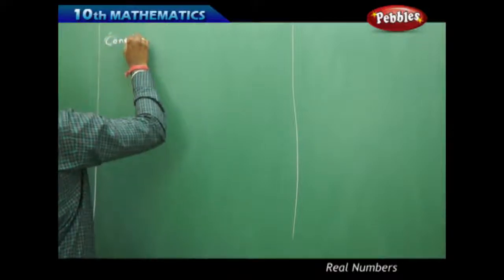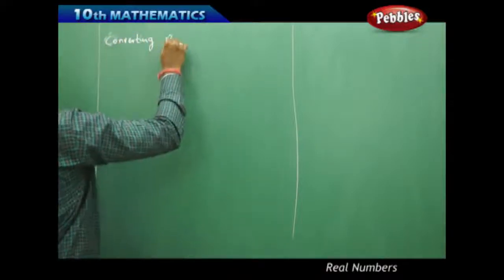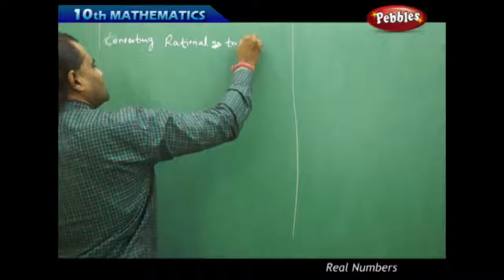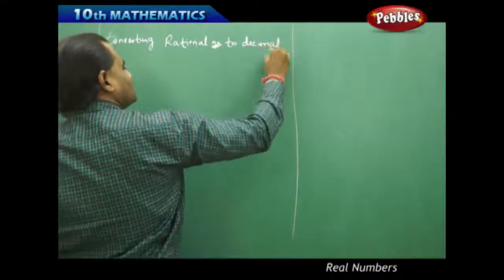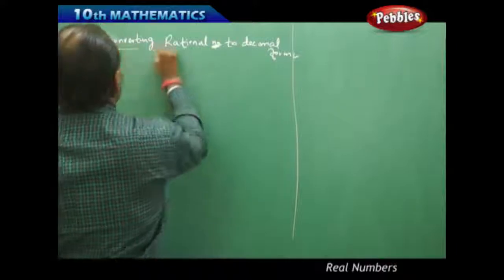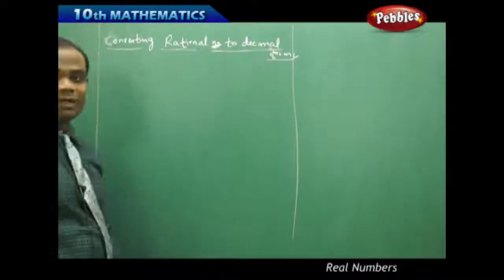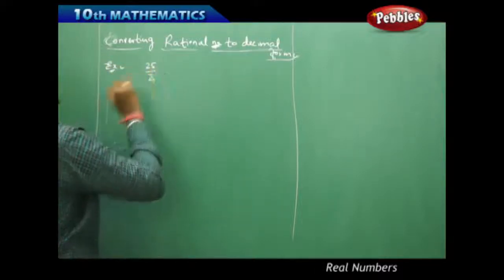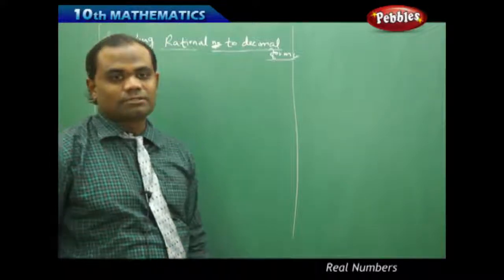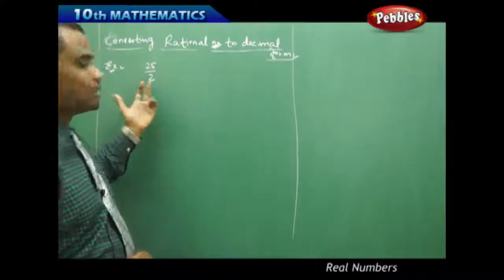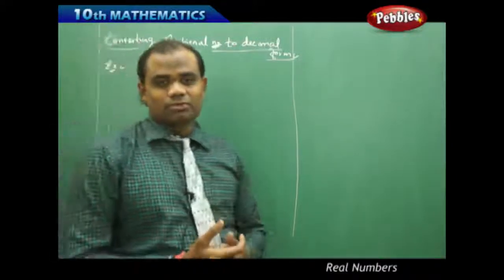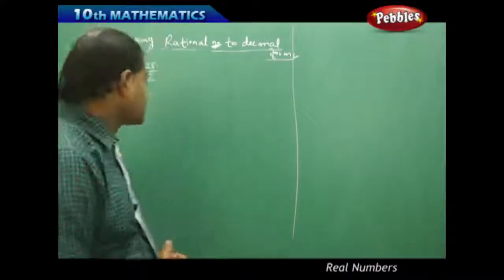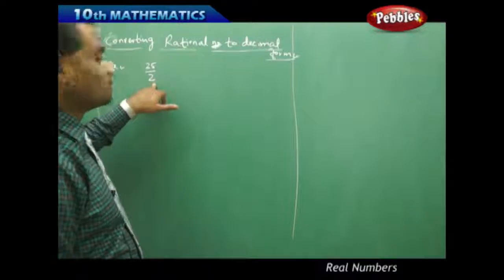Converting a rational number to decimal form. So when I want to convert, let's take one example problem, 25 over 2. Now clearly this is a rational number in its most simplified form, where p is 25 and q is 2. Before we proceed to understand whether the decimal would be terminating or non-terminating, I first identify the value of q.